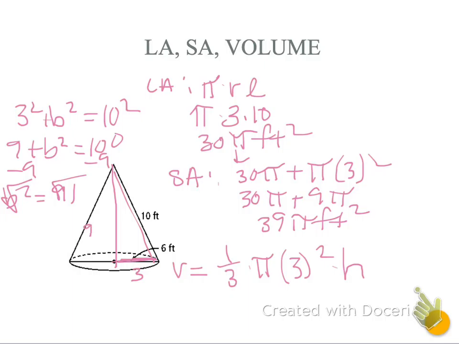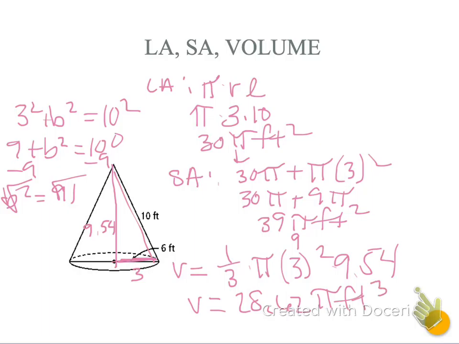My inside height is 9.54. So instead of height being here, we're going to put 9.54. So this is 9. 3 squared is 9. So I'm going to take 1/3 times 9 times 9.54. So my volume is going to be 28.62 pi feet cubed.